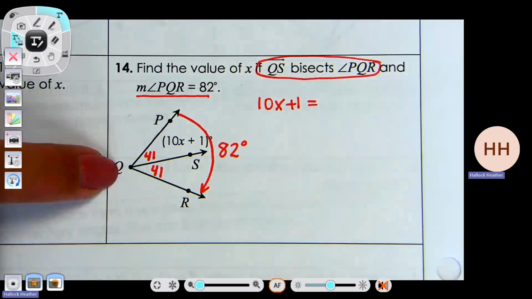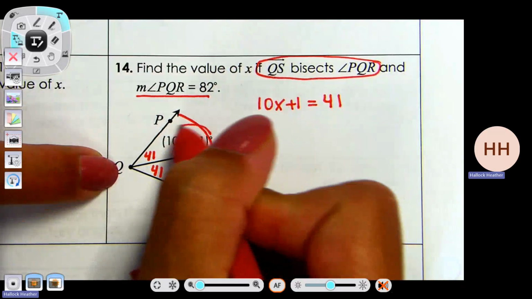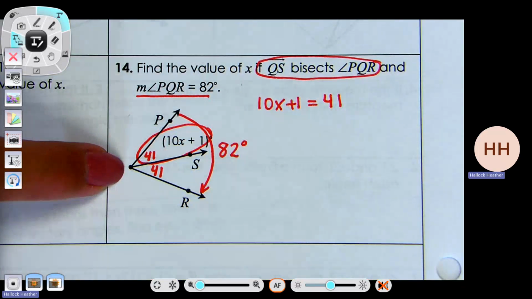Perfect. Not 82, actually. Not perfect. 41. Because this is only in half of the picture, it's actually equal to 41, not 82. Somebody earlier was like, we have to use the 82 because it was in the problem. We took 82, we split it in half. So we're using 41 because it represents half of the angle.